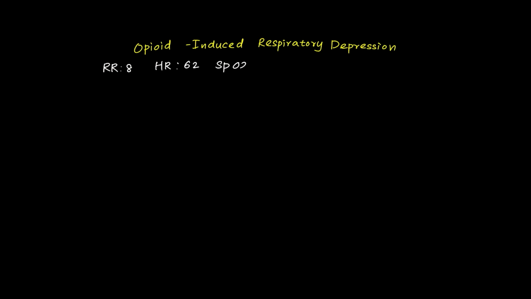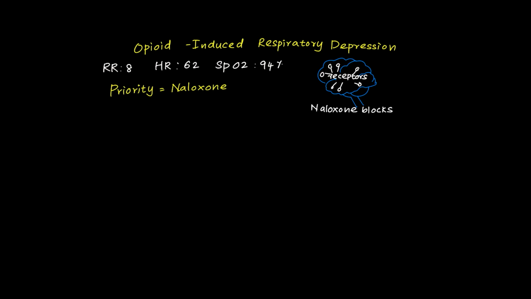Here's a post-anesthesia scenario where the client's respiratory rate is 8, heart rate is 62, and oxygen saturation is 94%. That respiratory rate of 8 is the red flag. It's way below normal. The nurse recognises this as opioid-induced respiratory depression. So what's the priority? Naloxone. Naloxone is the specific opioid antagonist.